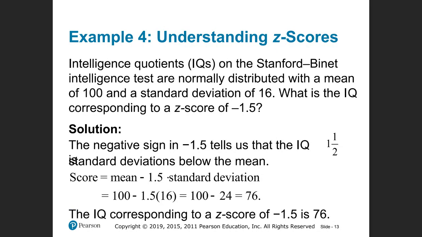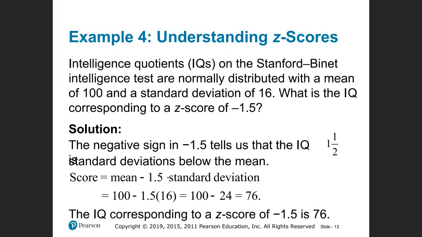Intelligence quotients, you've heard of IQs, on the Stanford-Binet intelligence test are normally distributed with a mean of 100 and a standard deviation of 16. What is the IQ corresponding to a z-score of negative 1.5?